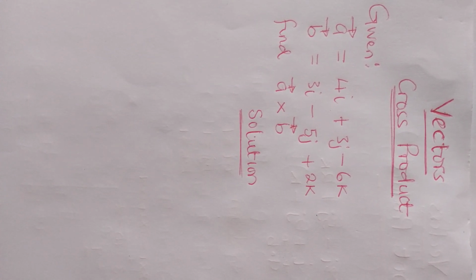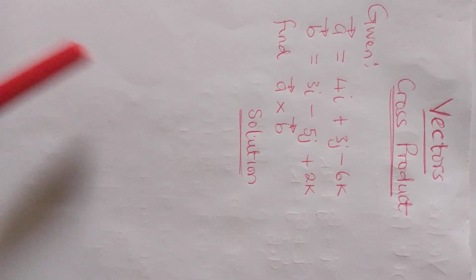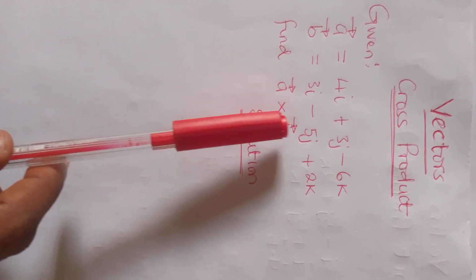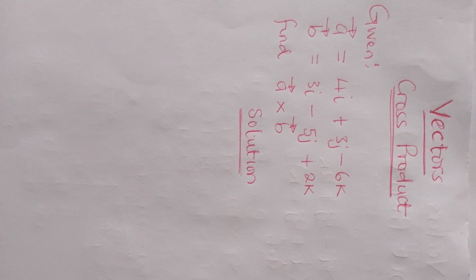Hello viewers, under vectors we are going to be looking at cross product, and so we are given that vector A is equal to 4i plus bj minus 6k, and then vector B is 3i minus 5j plus 2k. So once you see this sign, it means it is the cross product of vector A and B or any other given vector depending on the alphabet that was used in denoting the vector.